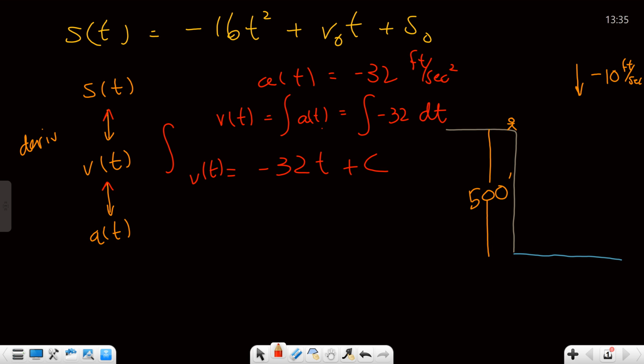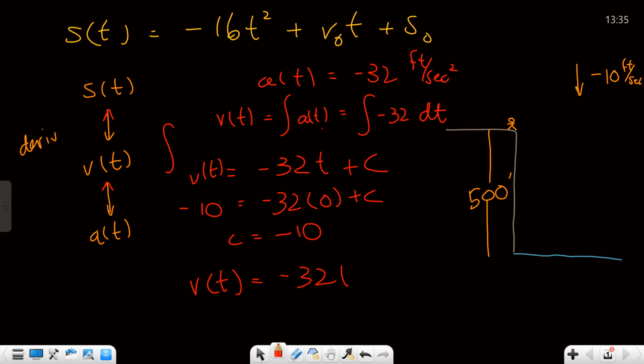When t equals 0, I'm going to get negative 10 feet per second. So therefore, c equals negative 10. I'm assuming you can all take negative 32 times 0 and get that. Which means my final velocity equation for this problem is negative 32t minus 10.